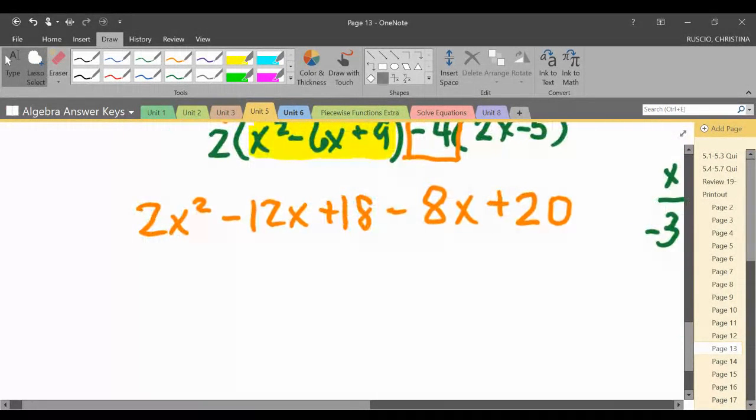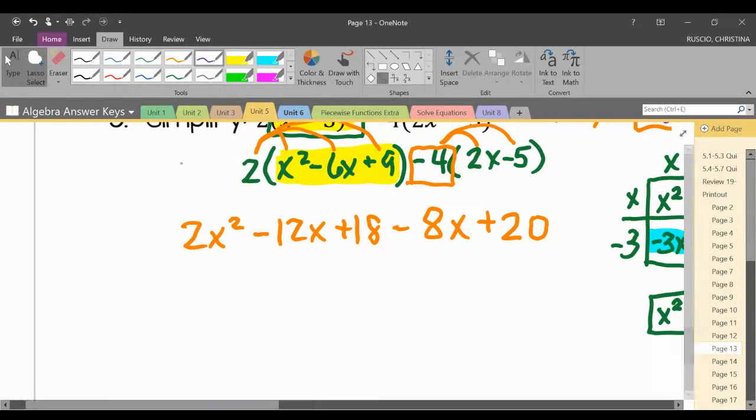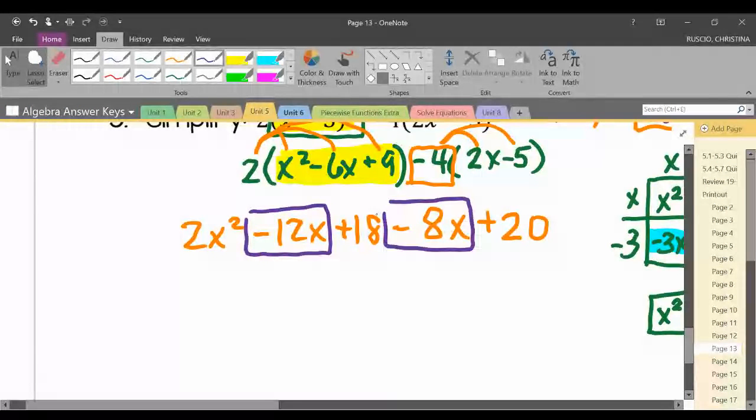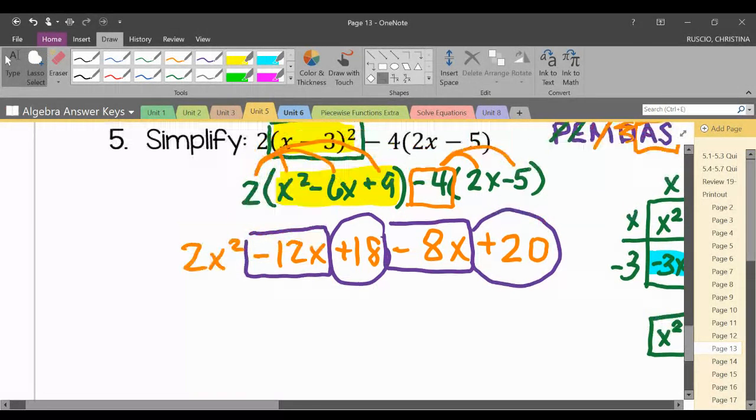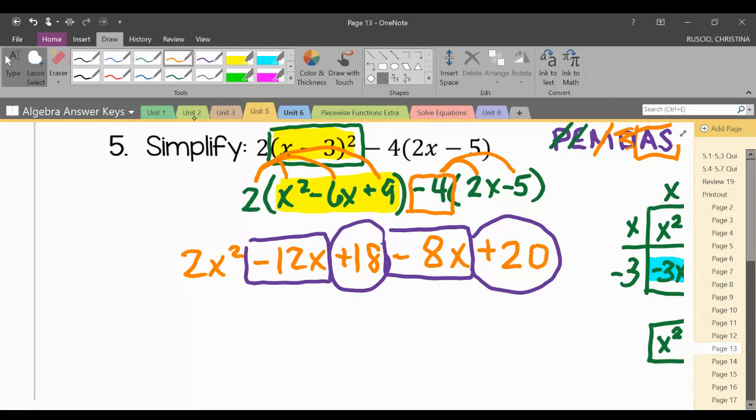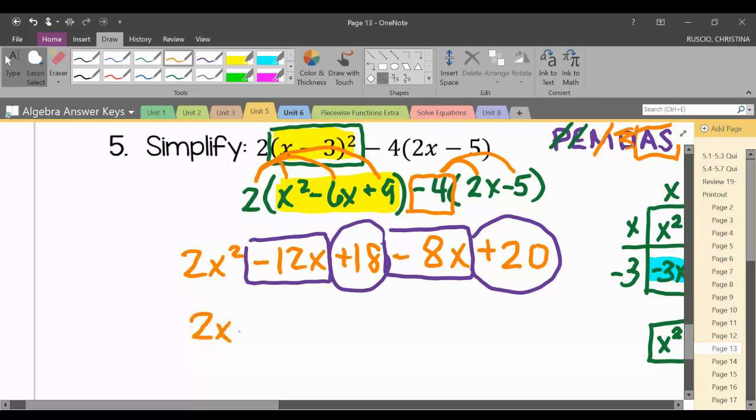So do we have any like terms? We sure do. We have some x's that need to be grouped together. I'm going to give those a box. And then we have some constants that we are going to group together. Okay, so 2x squared has no friends, so sad. We'll bring him down for the ride, though. Negative 12x and a negative 8x grouped together is negative 20x.